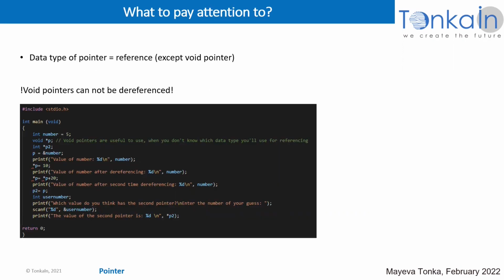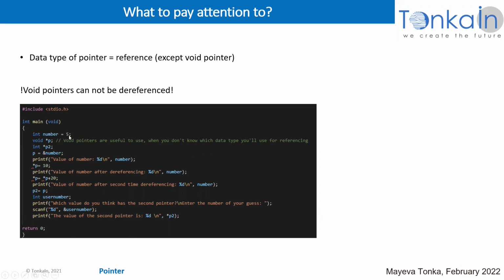What do we have to pay attention to with pointers? As already said, the data type of the pointer and the reference must match. The exception is the void pointer. This exception is accompanied by another exception, namely that no dereferencing is possible. As you can see in the example, this is also underlined in red.